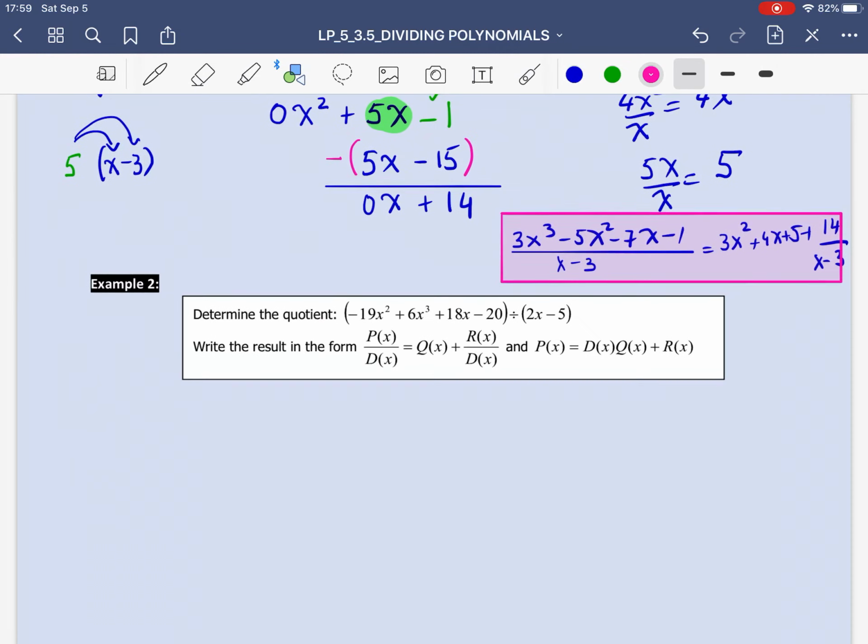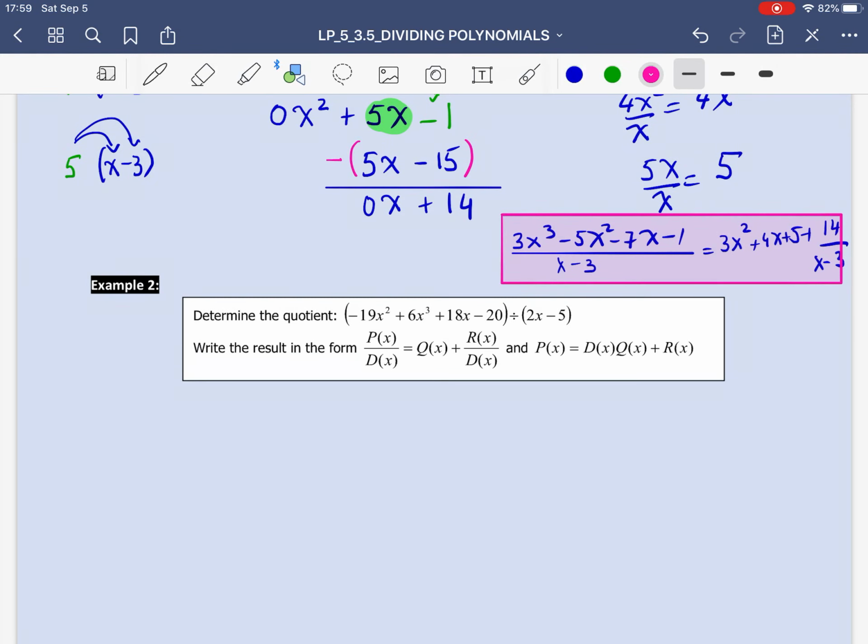Okay, so in a similar way we are going to perform the next division. As you see in here, we have negative 19x squared, so x squared term first, x cubed second, and then x and constant. So what we are going to do is rewrite the polynomial in order, so pay attention there. 6x cubed must be the first term. The next term must be an x squared, and then the x term, and then minus 20, and we're dividing by 2x minus 5.